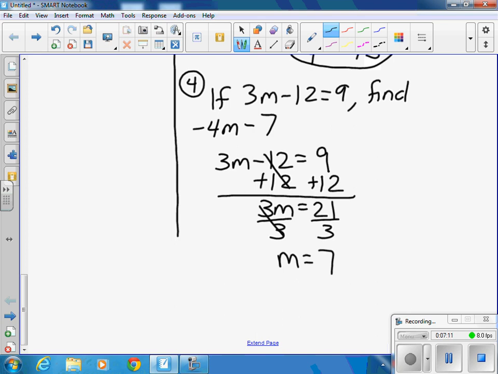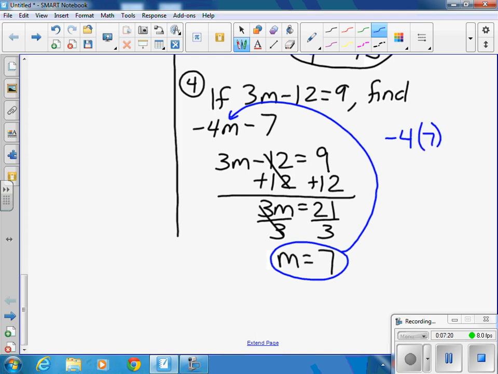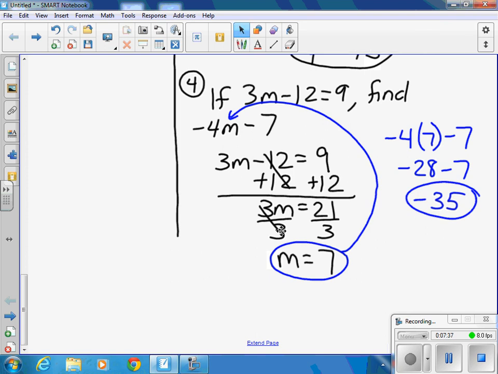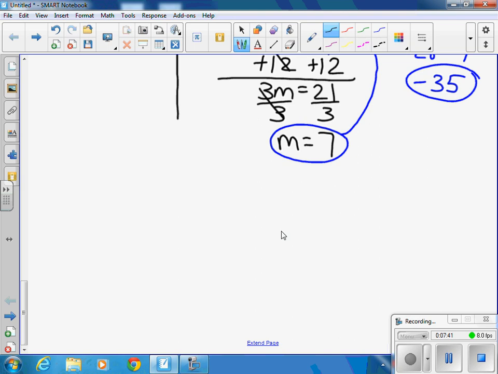So now you're going to take your 7 for your m and go all the way up to your expression and plug it in. So we're going to have -4 times 7 minus 7. And use order of operations to get your answer. -4 times 7 is -28. -28 minus 7 is going to give you -35. So the answer to this problem is -35, not 7. But you needed the 7 to even get close to getting the right answer. Right? So that's a problem that uses an answer to help get another answer. So it's multi-step in a different way, but it's still considered multi-step.